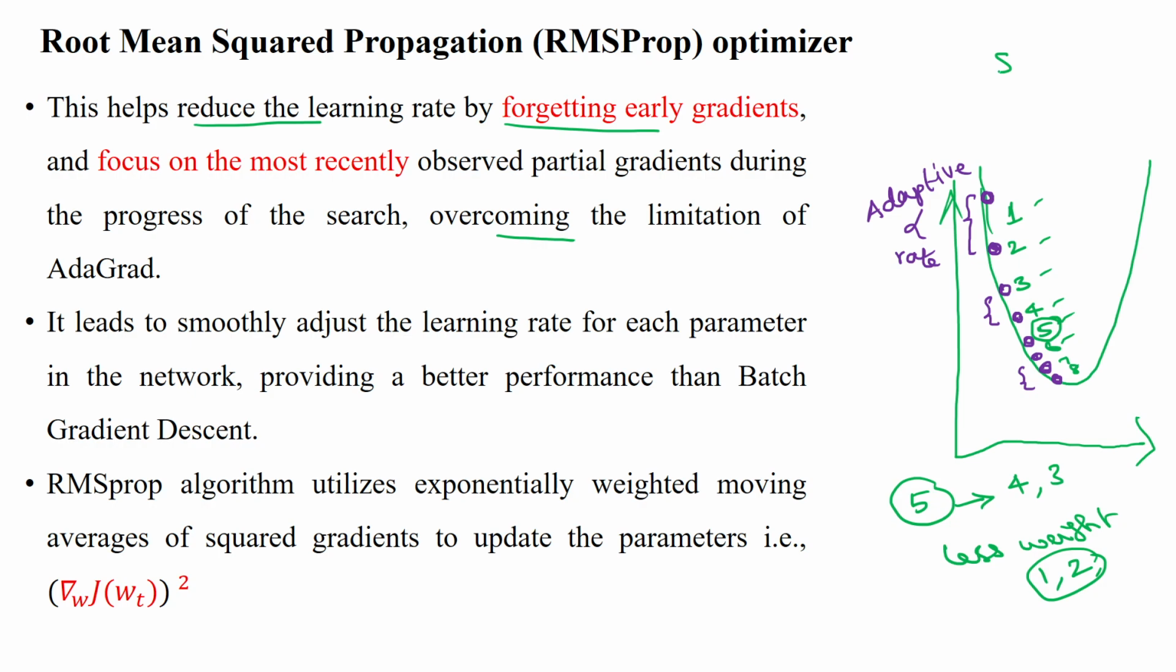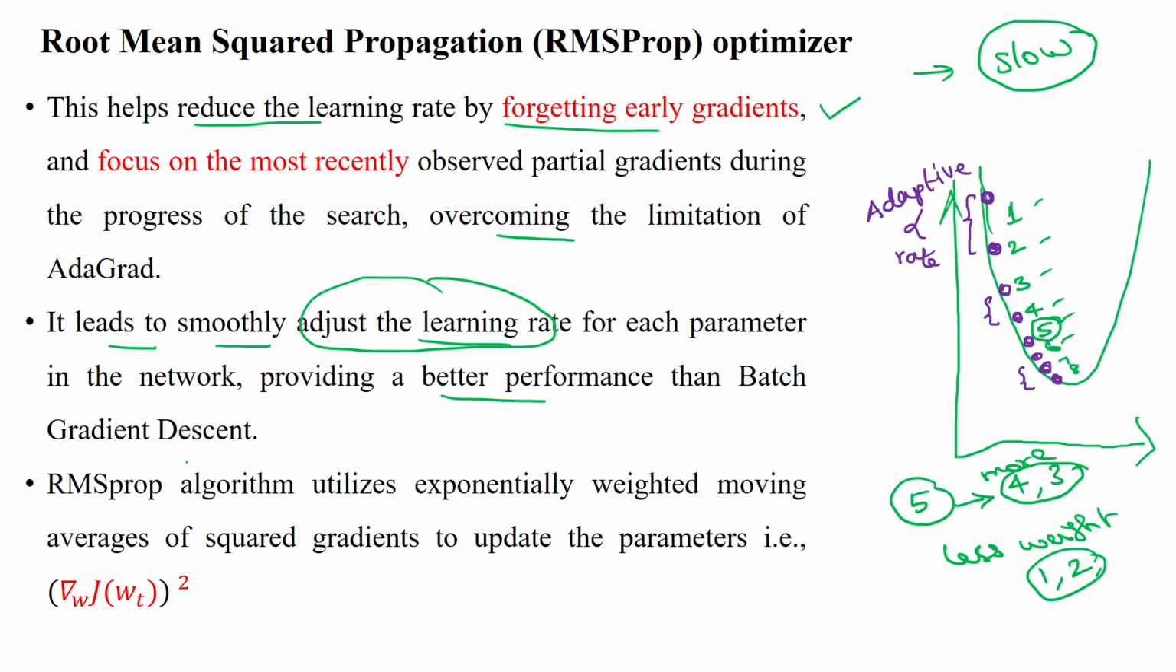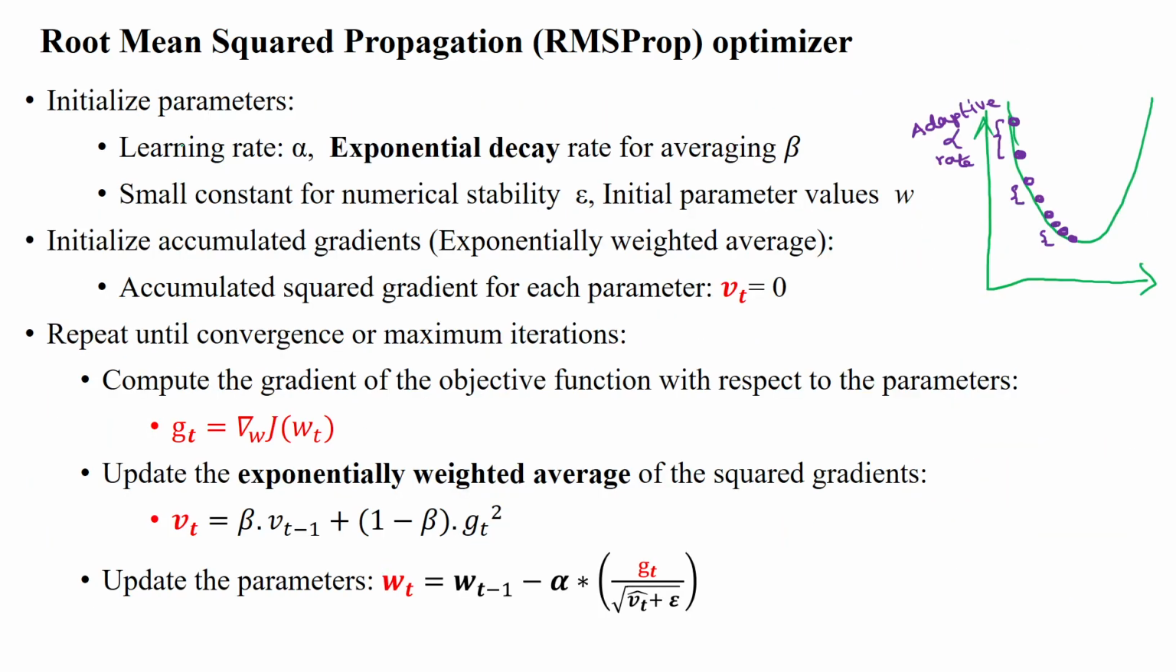The AdaGrad limitation is slower convergence. That slower convergence is overcome by forgetting the earlier gradients and giving more weightage to the recently used gradients. This leads to smoothly adjusting the learning rate for each and every parameter in the neural network. This adaptive learning rate gives better performance than the batch gradient and also the AdaGrad optimization method. Exponential weighted moving averages are very useful to update the parameters in the given network by using the RMS propagation method. The algorithm is given here.